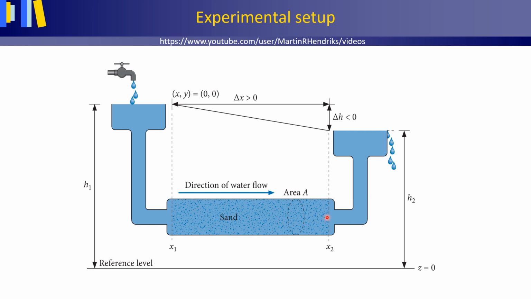Similarly, at every location along the right screen, the hydraulic head equals H2. Water flows in the direction of the lower hydraulic head H2 from left to right through the sand-filled cylinder.